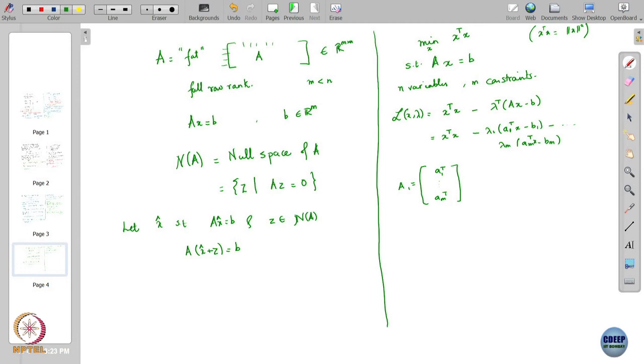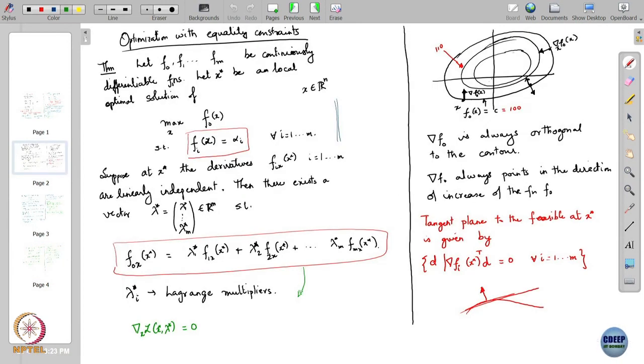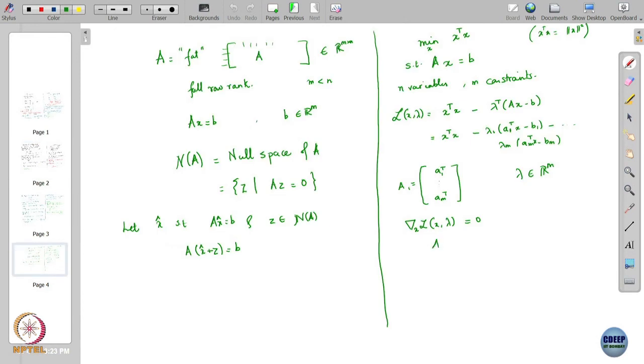So it is x transpose x minus lambda transpose (Ax minus b), where now lambda is just any vector in R^m. So what I have to solve for is my previous boxed equation, which is that the gradient of the Lagrangian should be equal to 0, and in addition to that I need to make sure I am feasible, which is this other boxed equation, which means Ax equals b. These are the equations I need to solve. Is this clear?